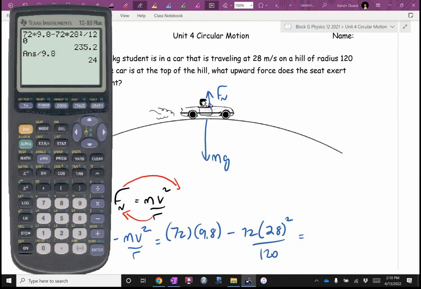Instead of having a mass of 72 kilograms, they feel like they have a mass of 24 kilograms. They're feeling much lighter. This is the stomach feeling that you get every once in a while when you go over a little hill like that. You know what I'm talking about, right? Okay.